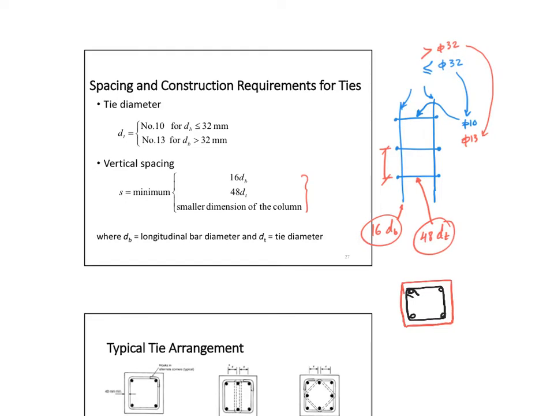Now, the least of the column size sides. So this one is x. We compare this number to this number to this number, and we take the least of them as my tie spacing. Of course, we round them down to a nice number and keep going. Simple. So the dB is the longitudinal bar, and the dt is the tie diameter.